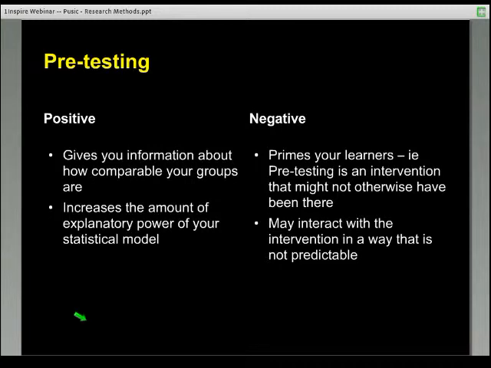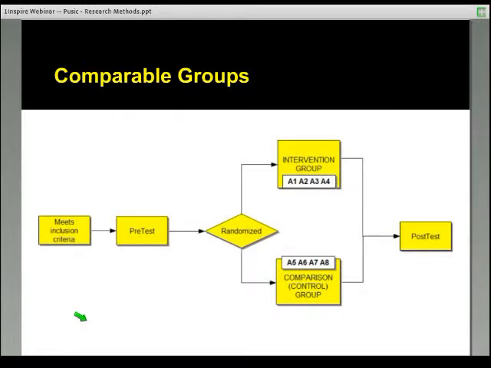There are positives to pretesting. As I mentioned, the bias that we carry into this is that it gives you information on how comparable your groups are, and by putting pretest scores into an ANCOVA model at the end, it actually increases the explanatory power of your statistical model. Your model becomes smarter, and you explain more of the variance ultimately in the final outcome. And so the question then becomes, do these positives outweigh the negatives? By pretesting, will I do better than if I hadn't had the pretest in the first place?